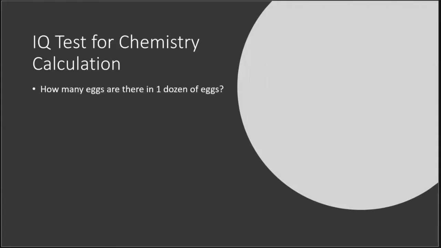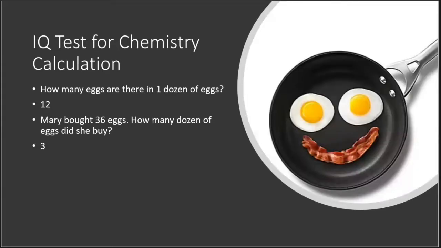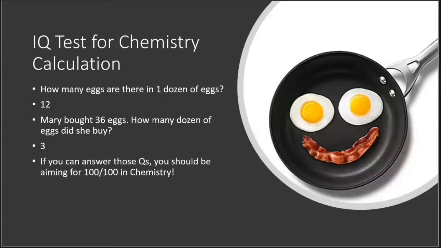So first of all, how many eggs are there in 1 dozen of eggs? Now, just in case you don't have enough life experience to know that it's 12, I'll give you this one. Now, Mary bought 36 eggs. How many dozens of eggs did she buy? Pause here and do the calculation. Yep, it is 3. Now, I hope this IQ test boosts your confidence in chemistry like no other.